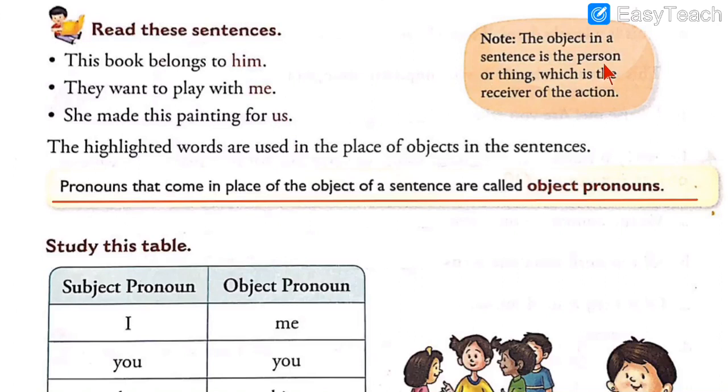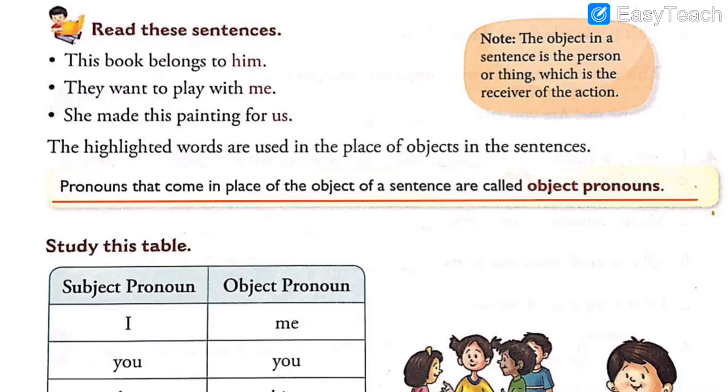The object in the sentence is the person or the thing which is the receiver of the action. So what is the object? The word object means who is receiving the action. For example, this book belongs to him. So who is receiving the action? Whom will the book go to? The book will go to him. So that boy is receiving the action. He is the receiver of the action. So him is the object.